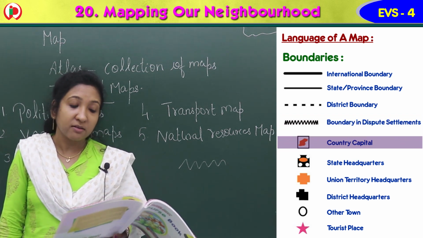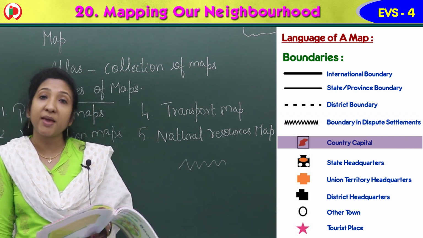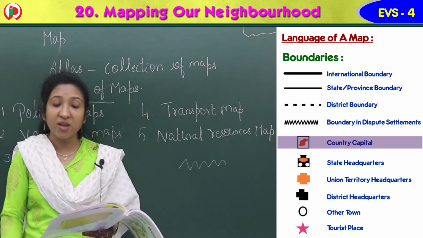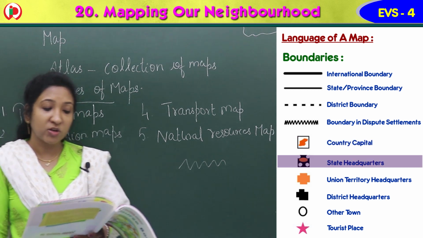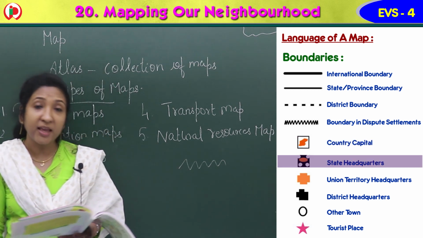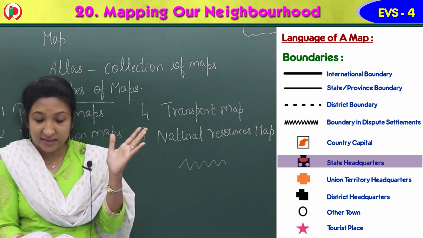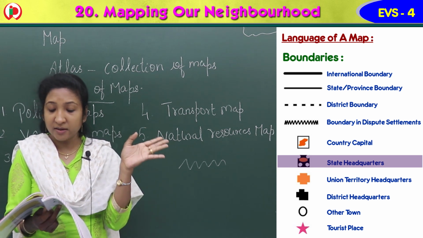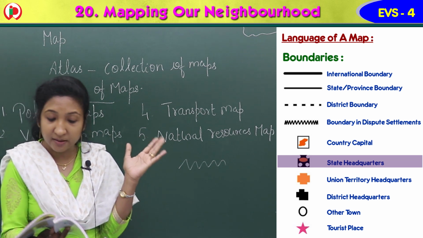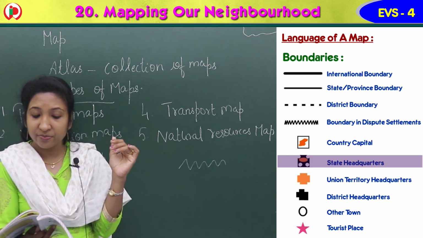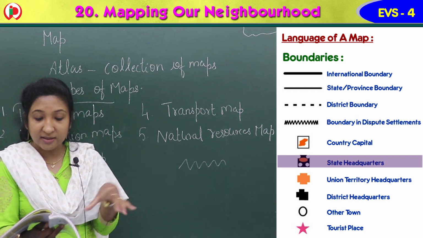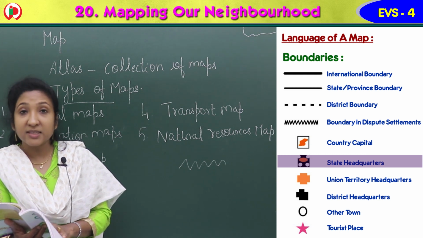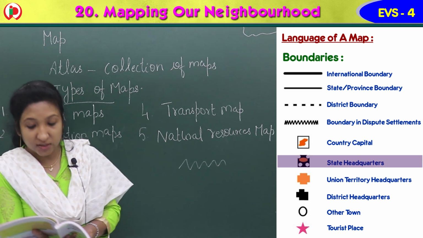Then country capital. To represent a country capital, see the image, how it will be on the map. If there is an image like this, then you should understand it is a country capital. Then state headquarters, the symbol will be like this. Can you see the symbol there? Here you can see the country capital symbol. Then state headquarters: a square box, something in the middle, and circles at the four corners. So it is the symbol of state headquarters.